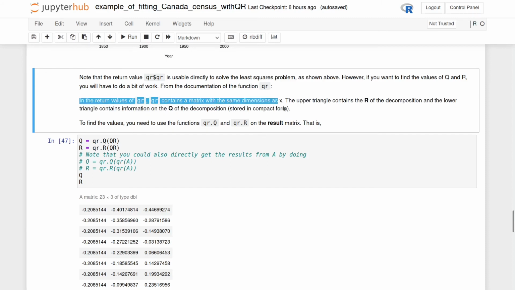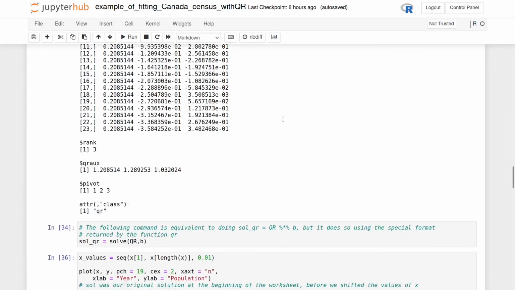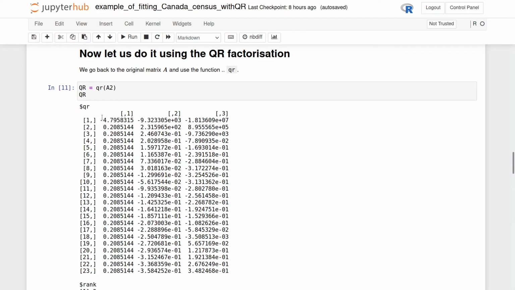Part of the help actually mentions this here. In the return value of QR, QR dollar QR contains a matrix that has the same dimension as X, X being the matrix, okay? The upper triangle contains the R of the decomposition. So what they call the upper triangle is this guy, okay? The matrix is not square, but you can still think of something going down the diagonal, except that the diagonal ends up being this entry here. So that's what the upper triangle is.